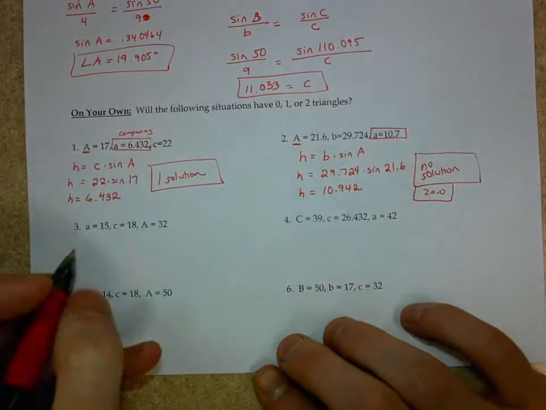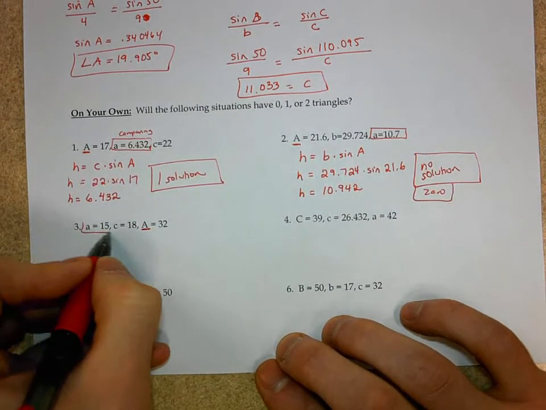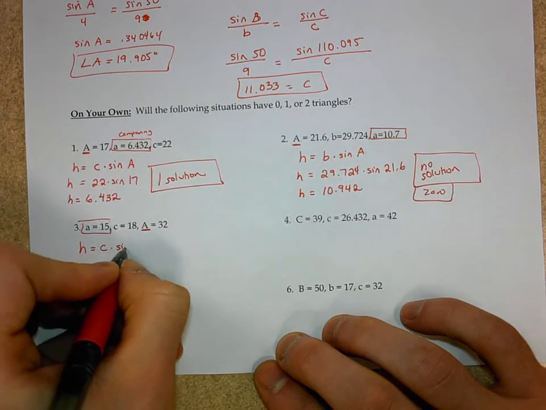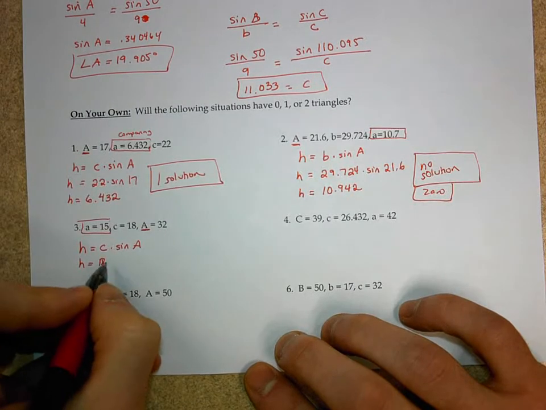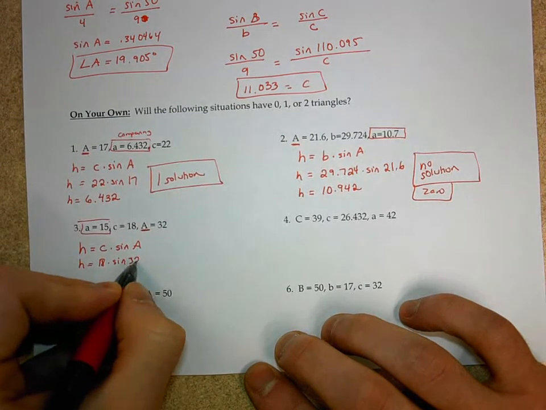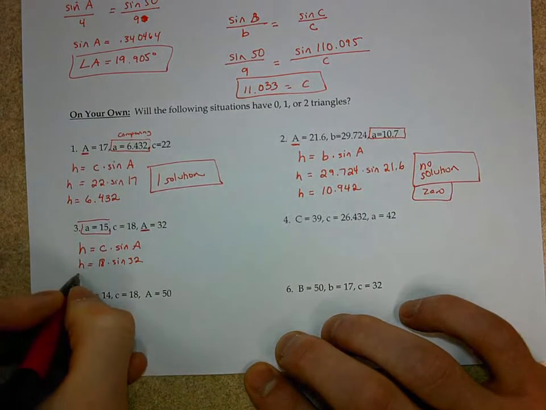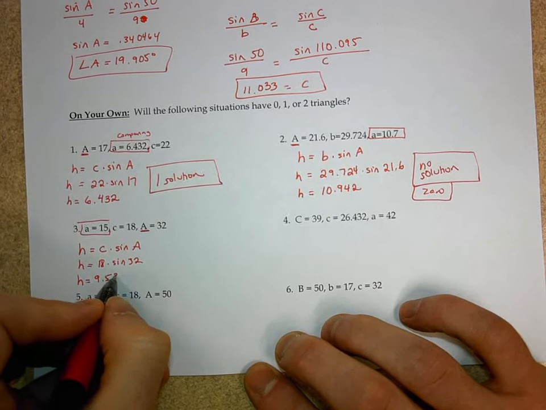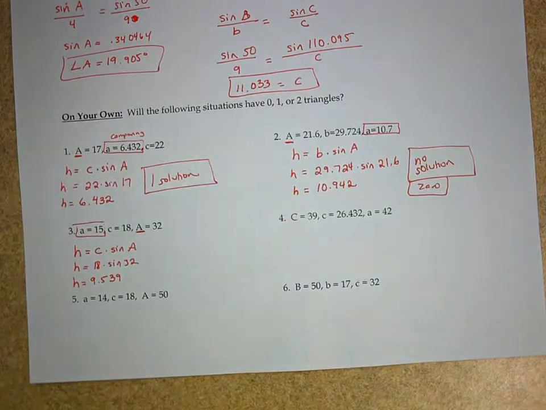The third situation, here is my angle that I'm given, and I'm going to be comparing it to side A. So H is going to be C times the sine of A. So 18 times the sine of 32, which means my H is 9.539.